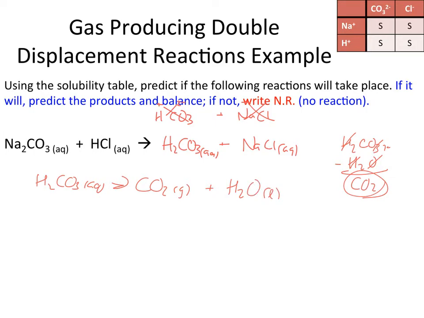Now one thing that we have to do before we go on is we have to make sure that our initial reaction is balanced, because we know that this decomposes, so we know that there will be a change in state, a gas and a liquid. So let's just go ahead and balance that. I have 2 Nas on this side and I have a 2 there. Okay.